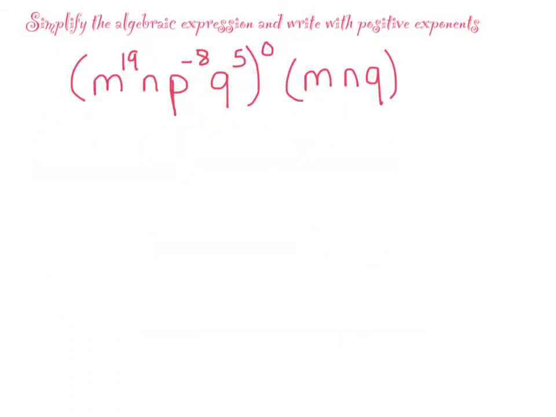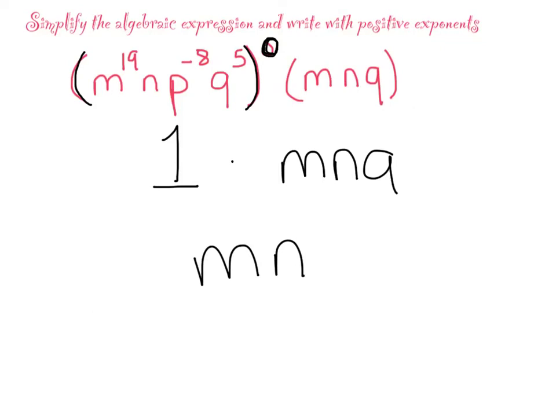Alright, here we have one: m to the 19th, n, and p to the negative 8th times q to the 5th, and then all raised to the 0, times mnq. This one looks tough, it's ugly, but if you remember that anything raised to the 0 power is 1, and this entire group is being raised to the 0 power, then that entire group just equals 1. So we have 1 times mnq, which is mnq.